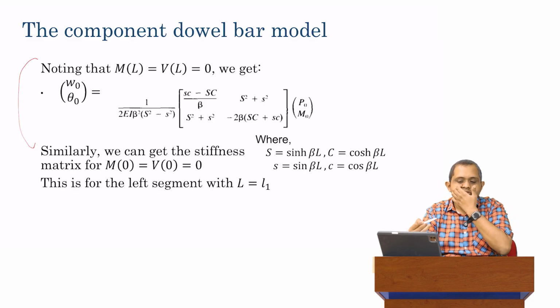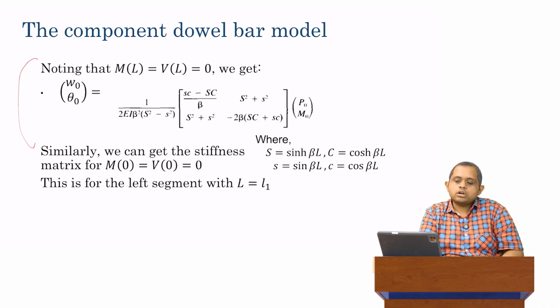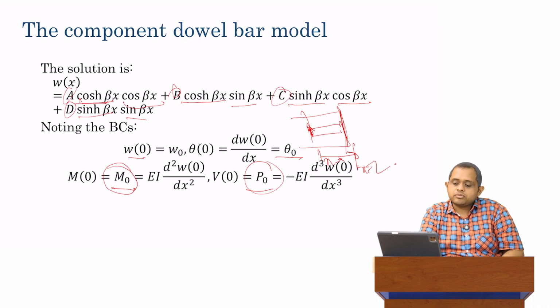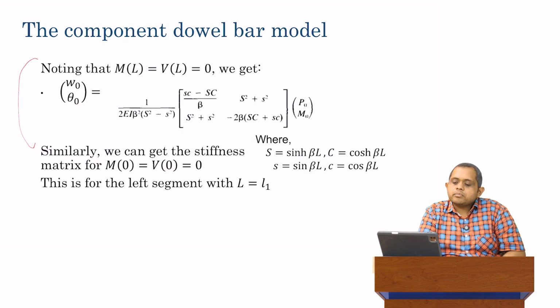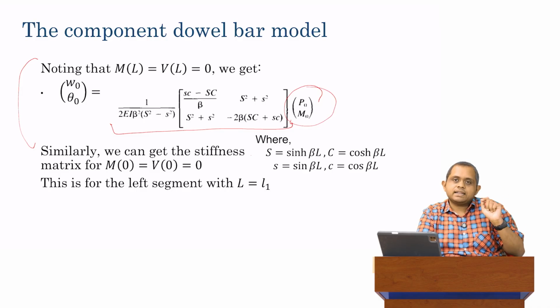We write out these equations and we get W naught theta naught, that is the rotation and the displacement over here at x is equal to 0. This is given by this 2 by 2 matrix into P naught M naught. These are the loads which are applied at x is equal to 0.